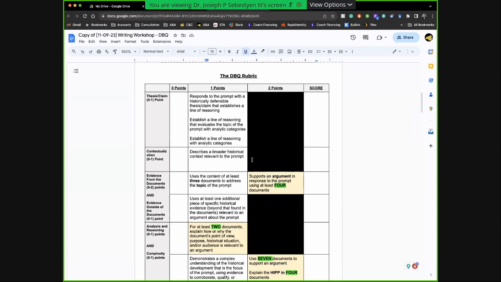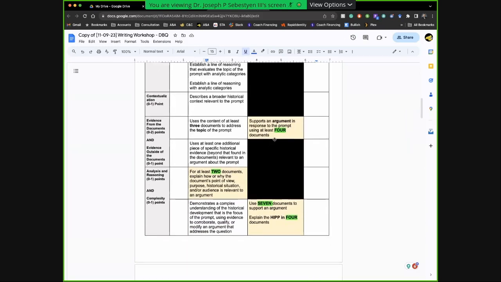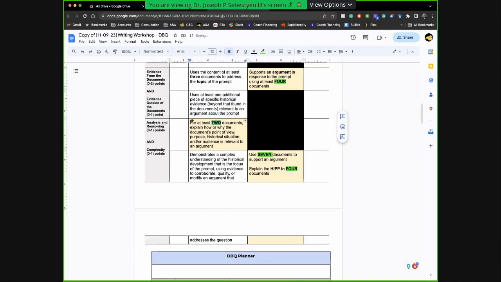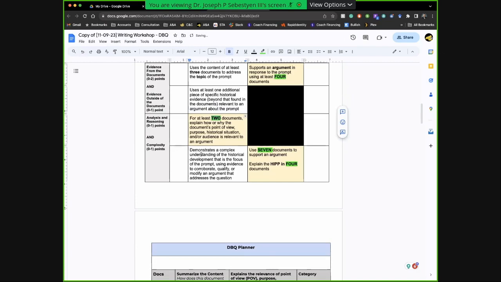The changes from this past year, what they revised in the rubric: nothing changed thesis-wise, nothing changed context-wise. The evidence dropped from 6 to 4 to get 2 points, so you only need 4 pieces of evidence to get those points. So provide 4 documents, use 4 documents. You still need to provide outside evidence, and then this went from 3 to 2 documents here. So you do have to explain HIP in 2 of the documents.